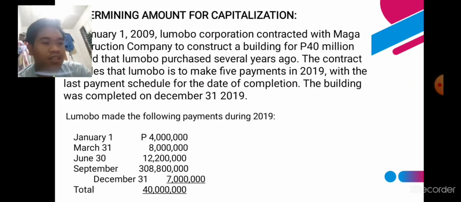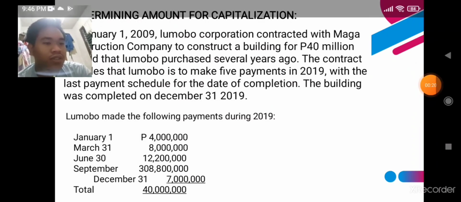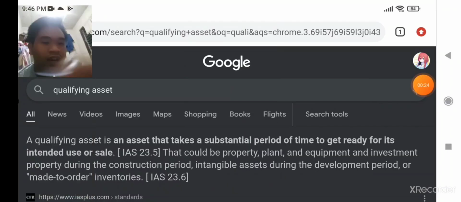So as I said earlier, a qualifying asset is an asset that takes a substantial period of time. When we say substantial period, it takes a year to get ready for its intended use.